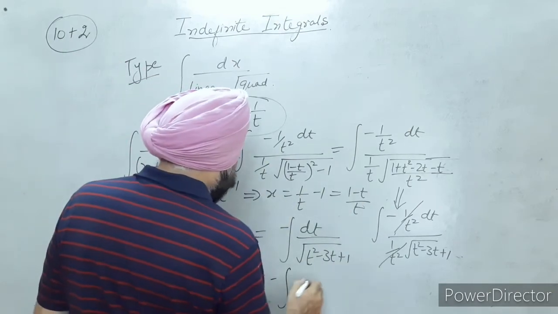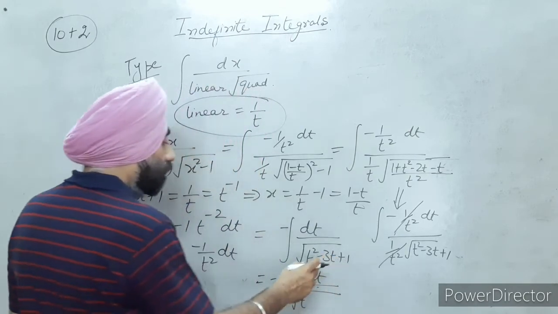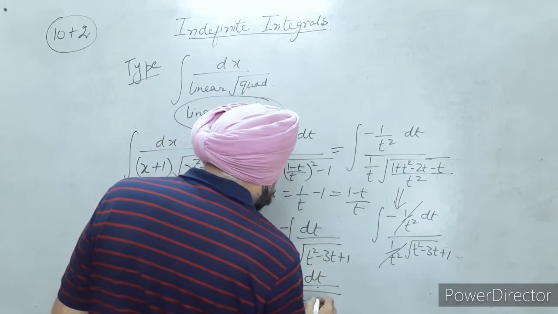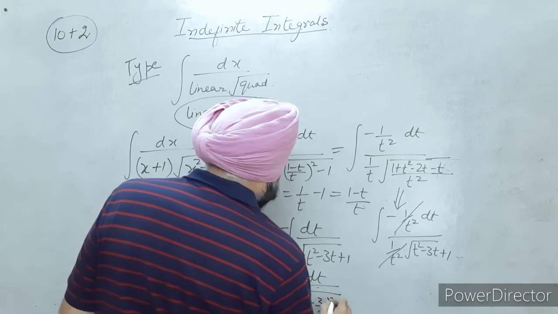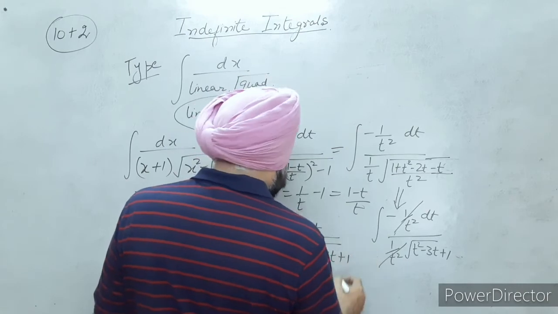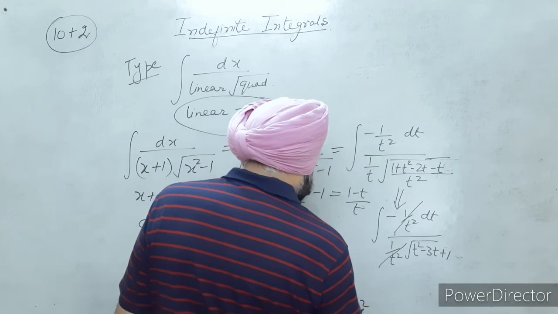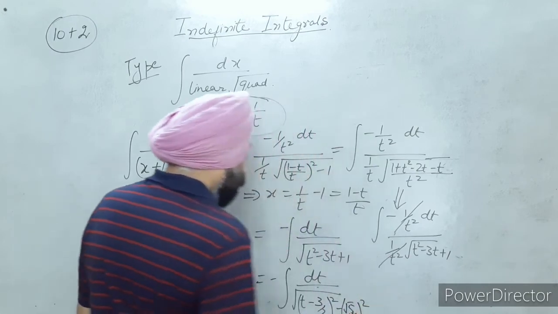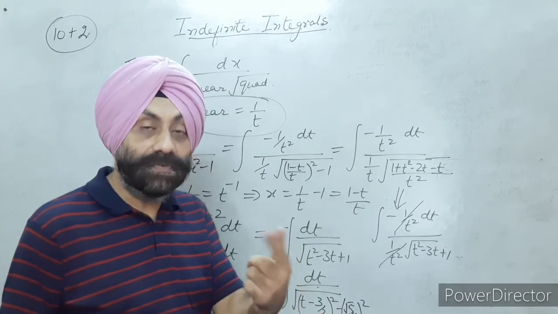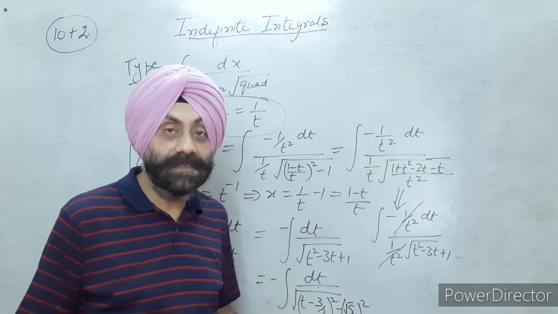Now negative dt upon under root of t, half the coefficient of t, that is 9 by 4 added and 9 by 4 subtracted. 3 by 2 square plus 9 by 4 subtracted, 4 minus 9, 5 minus under root 5 by 2. It's square. This will be there. Again the same formula, x square minus a square, that is 1 over 2a log of x minus a upon x plus a plus c.